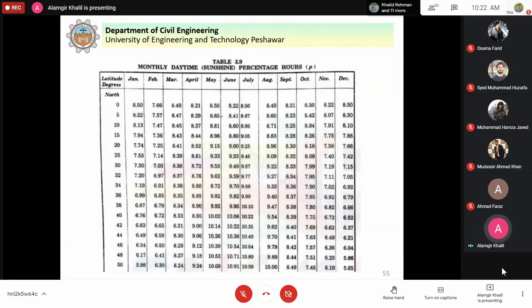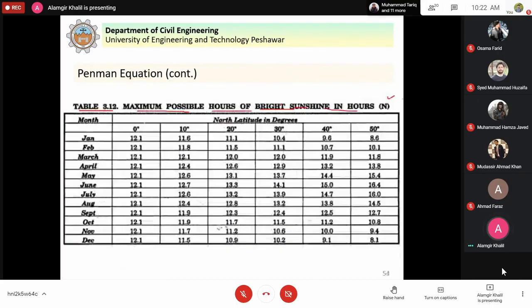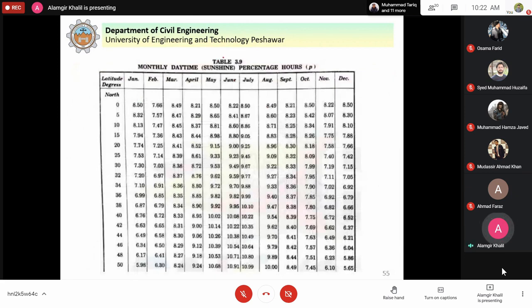And this is N, the small n that is given in the formula here, the actual duration of bright sunshine, which is a function of the latitude of any area. Alternatively, if it is not given, it can be taken as equal to N, from table 3.9. So we have the latitude and the months for any specific location on the surface of Earth. We can pick the value of small n from here.